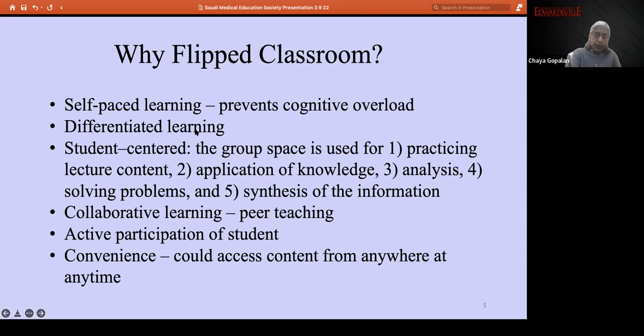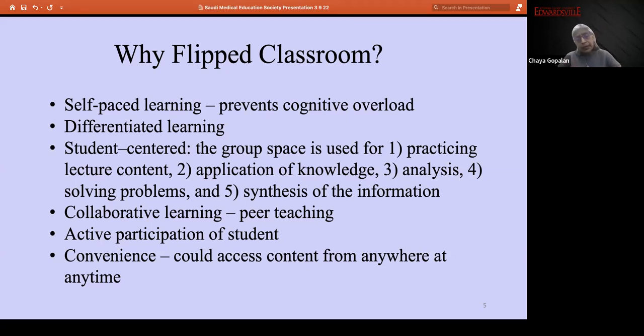Differentiated learning. What is this? This is where you give the students the basic details, factual details. Where is thyroid situated? Which hormones does it make? How does it make these hormones? Which other structures are involved in the regulation of secretion of these hormones? All of those things are basic details that are given to students.